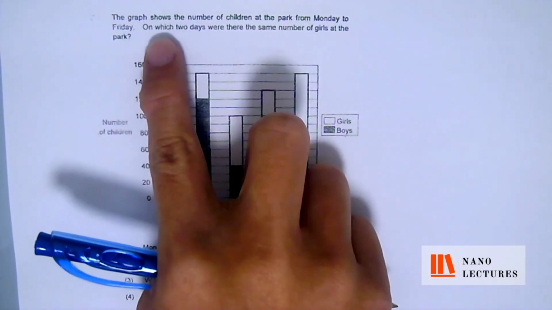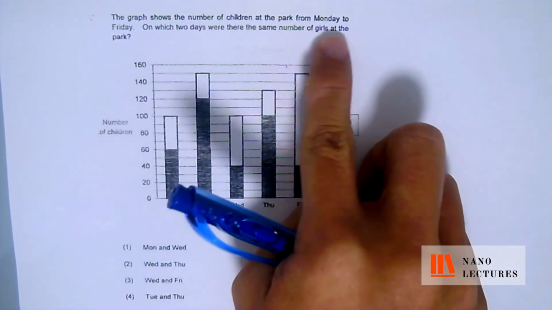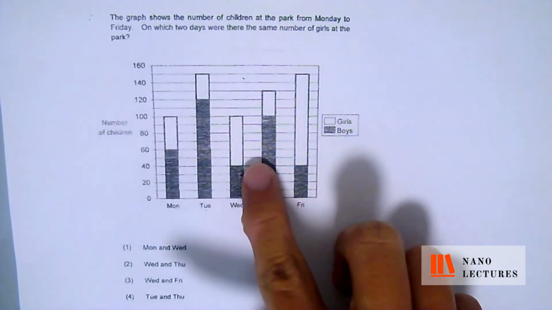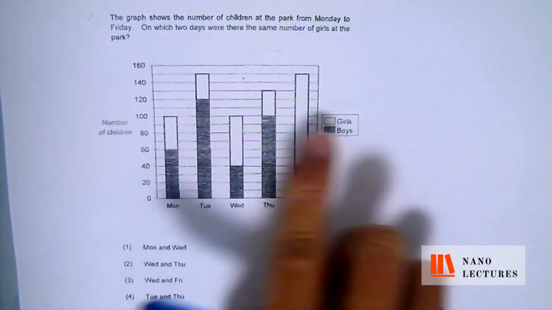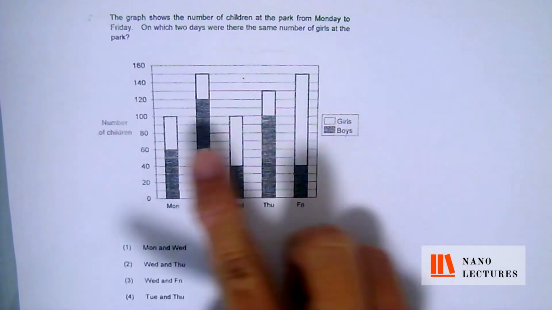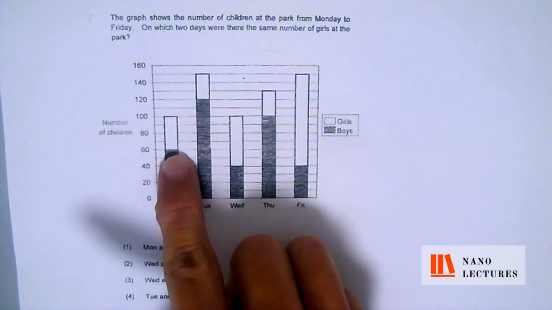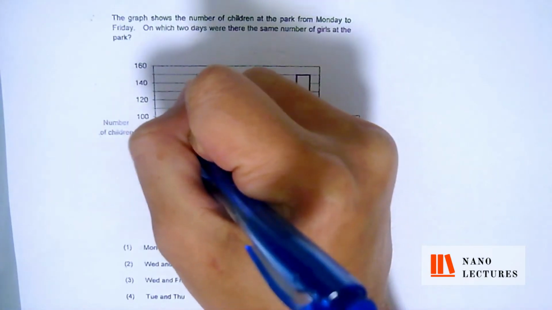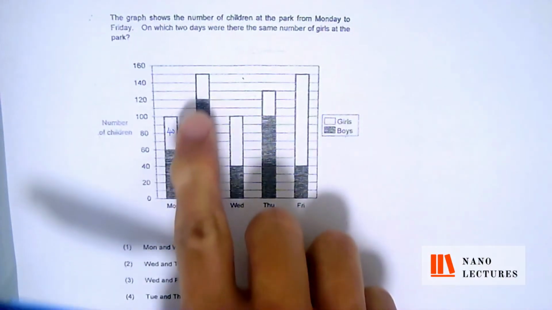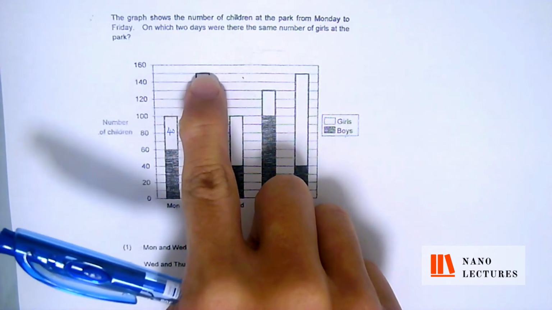Now they're asking on which 2 days were there the same number of girls at the park. Very simple. What we need to do is figure out how many girls there are per day. See, on Monday, 60 boys, total 100 people, which means there are 40 girls. So we write 40. On Tuesday, 120 boys, total is 150.